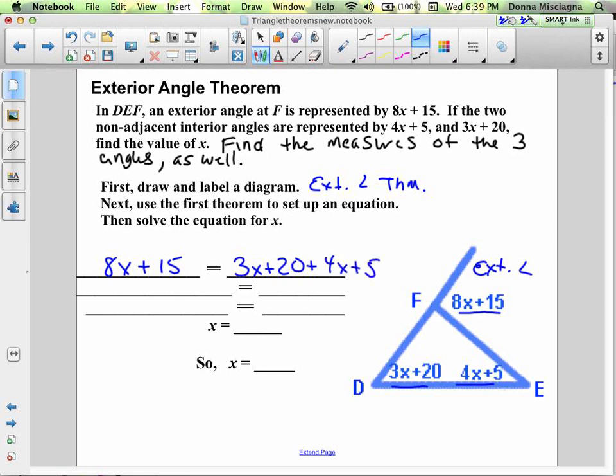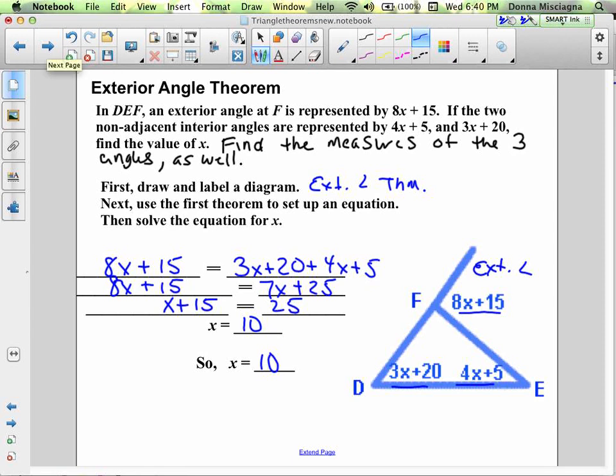All right, so we'll combine our like terms. 8x plus 15. 3x plus 4x is 7x, and 20 plus 5 is 25. All right, so now we want to get all the x's on one side and the constants on the other. We'll subtract 7x from both sides. 8x minus 7x is x, so we have x plus 15 over here, and then we're left with a 25 over here. And then we want to isolate x, so we'll subtract 15 from both sides. So 25 minus 15 means x is 10.